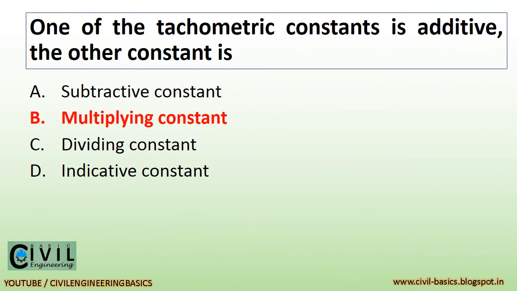One of the tachometric constants is additive, the other constant is multiplying constant.